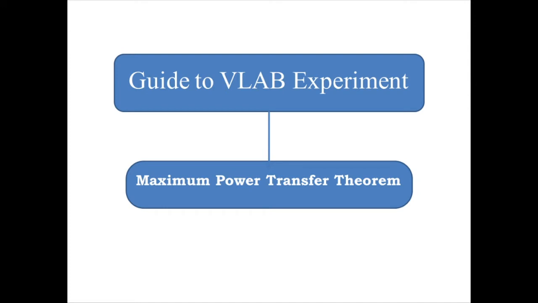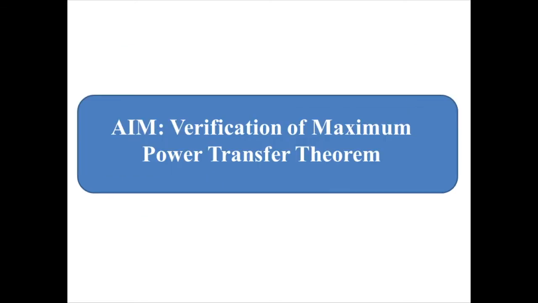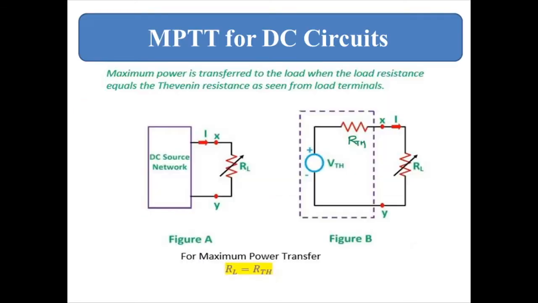Today we are going to verify the maximum power transfer theorem. The maximum power transfer theorem for DC circuits states that maximum power is transferred to the load when the load resistance equals the Thevenin resistance as seen from the load terminals.